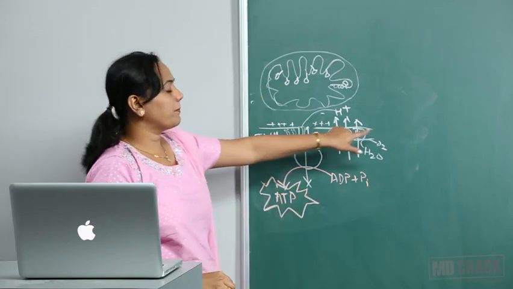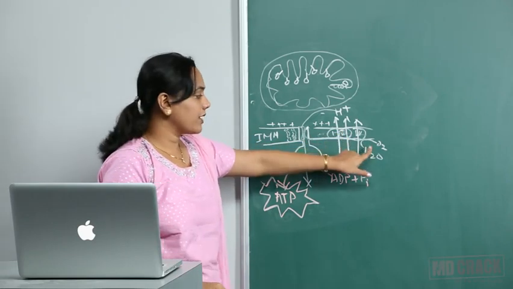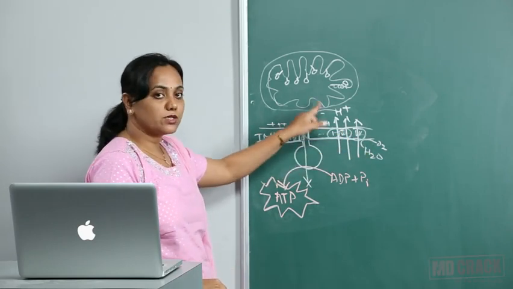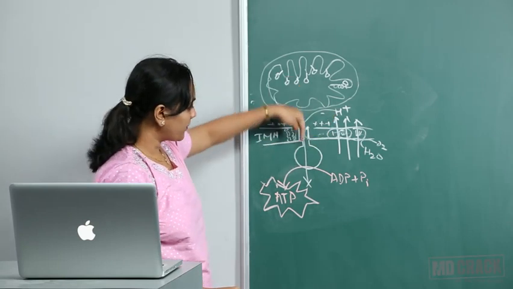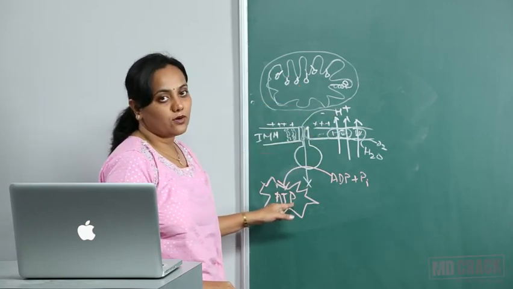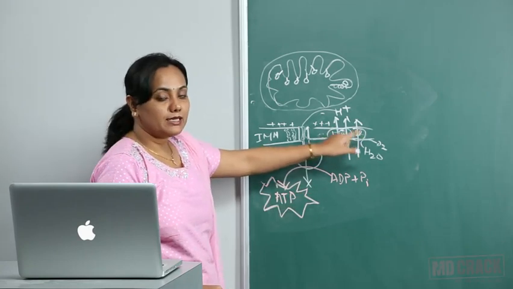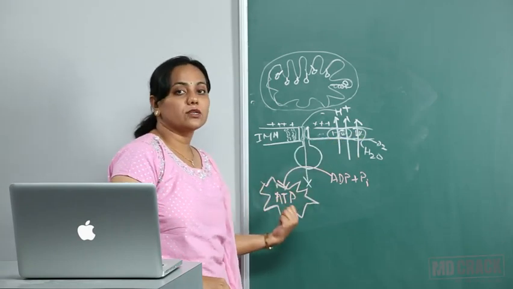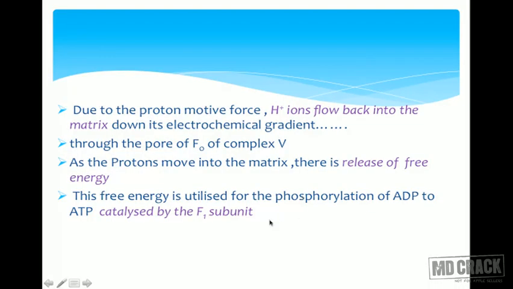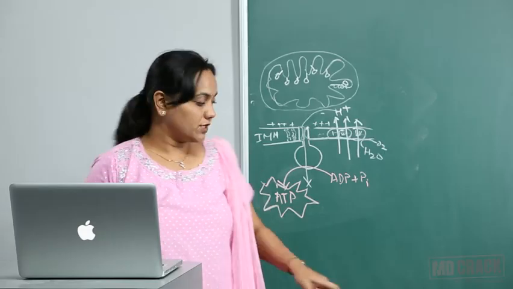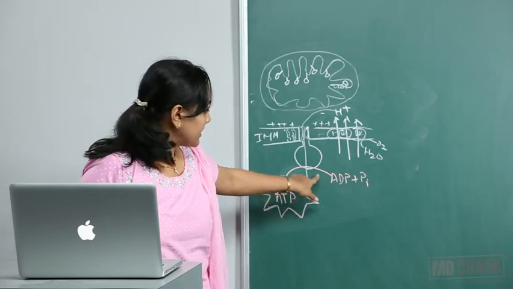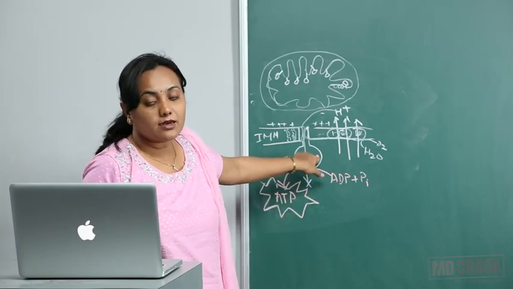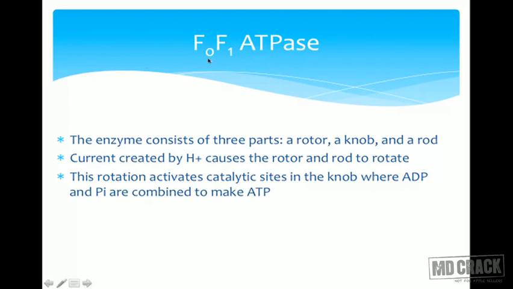So here there is coupling of electron transport across the ETC with the formation of an electrochemical gradient. The protons move and there is synthesis of ATP. This is the coupling between ETC and oxidative phosphorylation. This free energy and the formation of ATP is catalyzed by the F1 subunit. F1 ATPase actually consists of three parts: a rotor, a knob and a rod. I'm not going so much into the details.